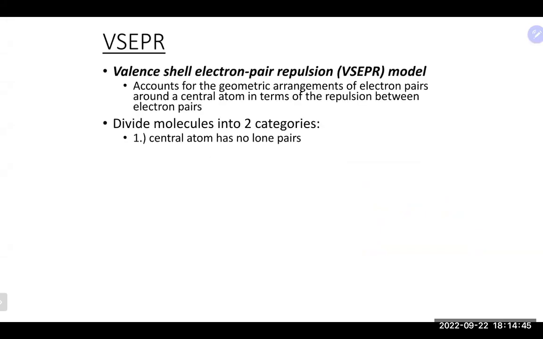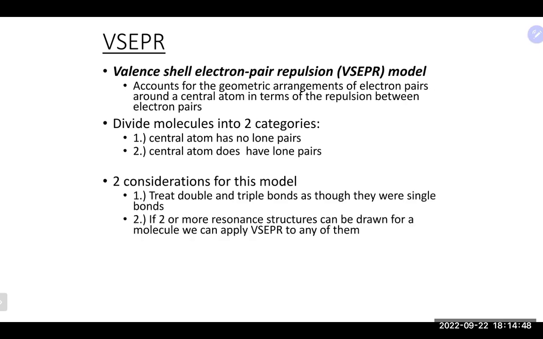So valence shell electron pair repulsion model, hence the abbreviation VSEPR, is the bonding theory that we use to help us identify geometry. It accounts for the geometrical arrangements that we see, based on the central atom and how many electron pairs there are around it. It's basically broken up into two categories. One where the central atom has no lone pairs. Frankly, that means when you draw your Lewis structure, no dots on the central atom. And one where you do have lone pairs on the central atom, which basically means when you draw your Lewis structure, you see dots on the central atom.